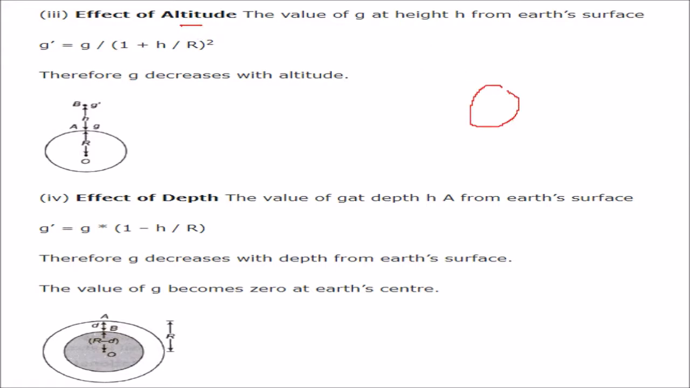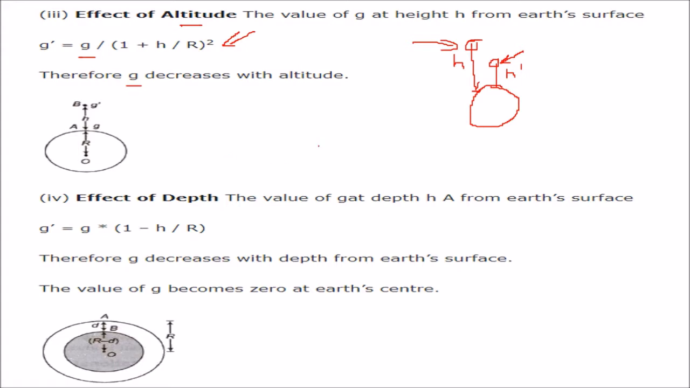If we have a body here at distance h, and a body here at distance h dash, which of these bodies will experience more gravity? The value of g at height h from Earth's surface is given by g dash equal to g by (1 plus h by R) whole square. So by this, g increases with decreasing altitude. That is, g decreases with altitude. This one is going to feel more gravity than this one.